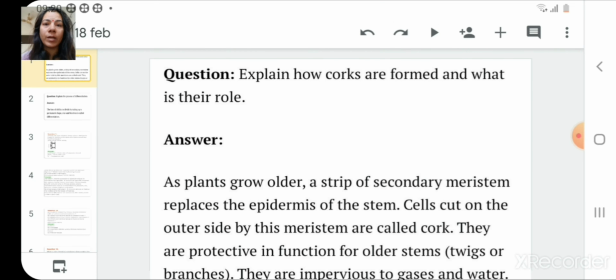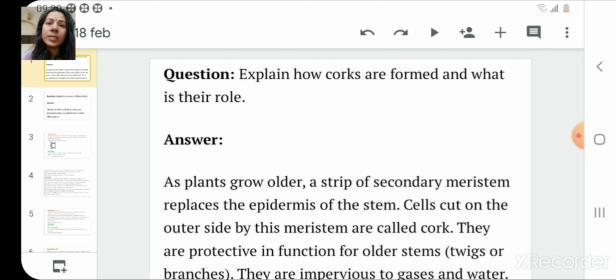Today's session we are going to take some important questions from chapter number 6, that is tissues. So in this session also we are going to discuss some of the questions. So let us begin. The first question here is, explain how corks are formed and what is their role.